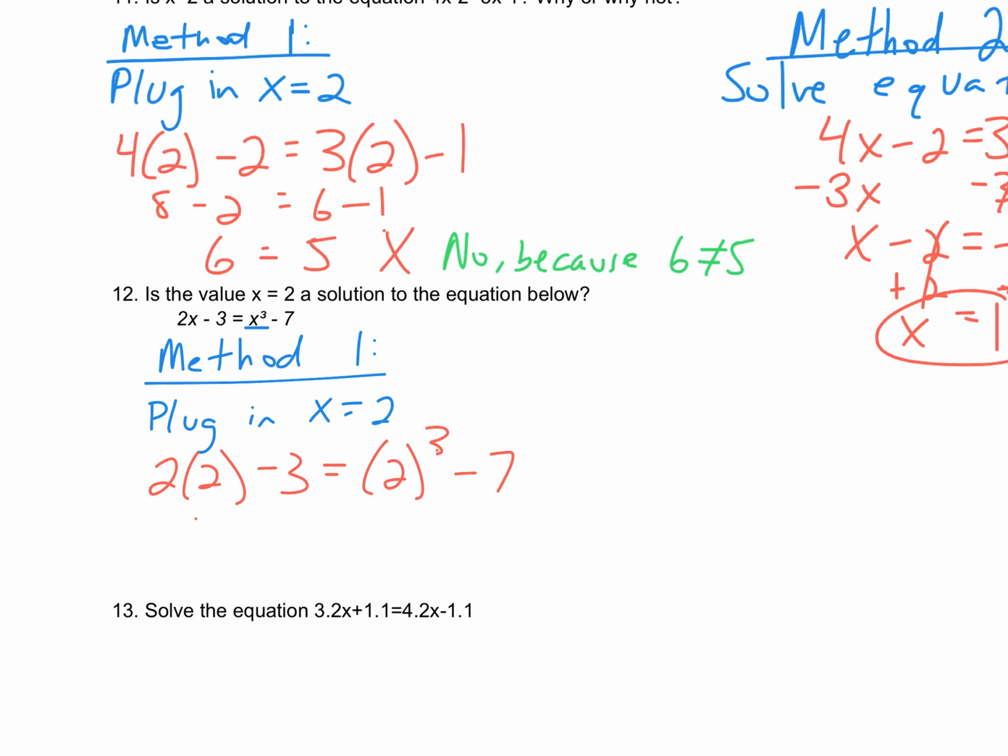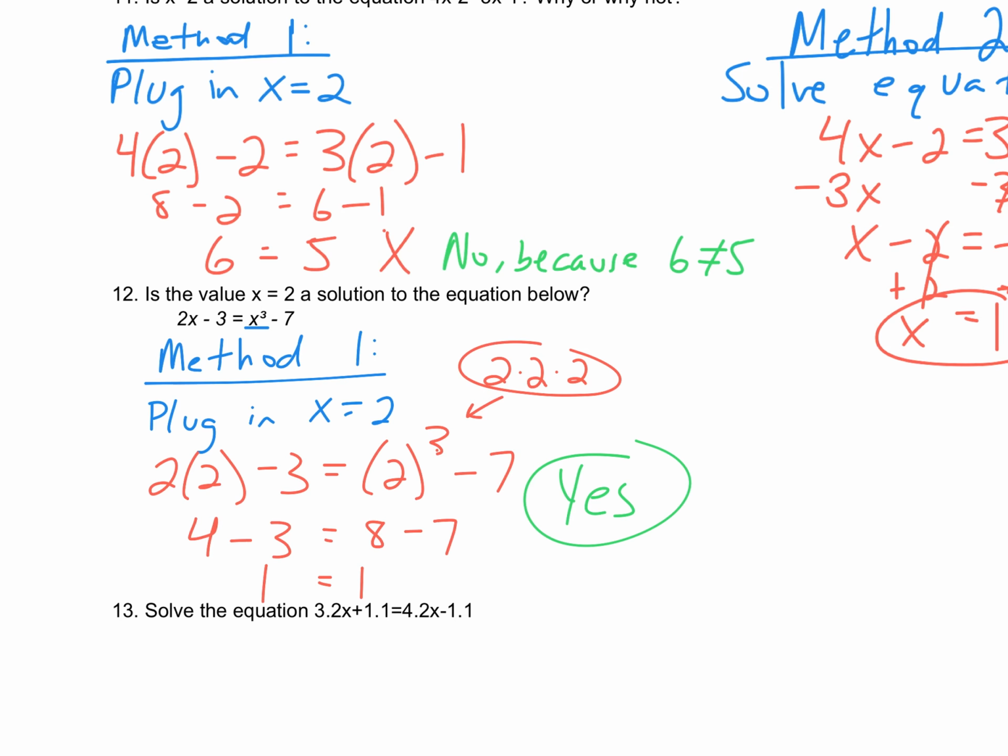Well, on the left side, 2 times 2 is 4. On the right side, 2 cubed, remember that's 2 times 2 times 2, well, 2 times 2 is 4, times 2 again is 8. And then 4 minus 3 is 1. 8 minus 7 is 1. So 1 equals 1. You better believe it's a solution. X equals 2 is a solution.